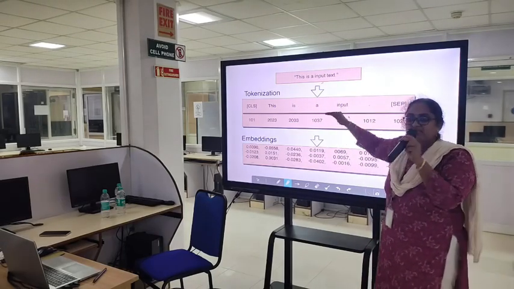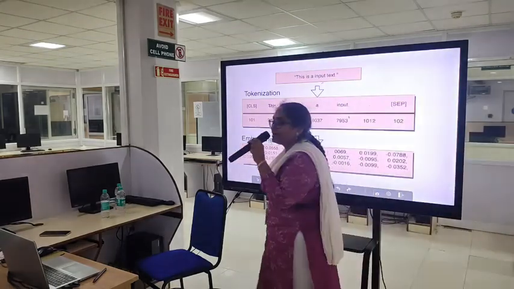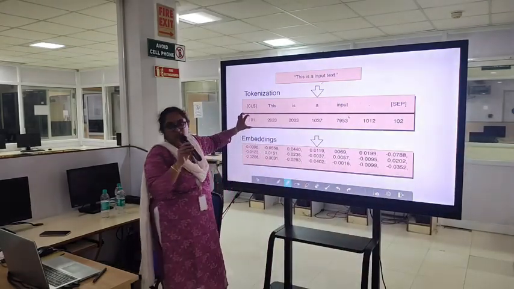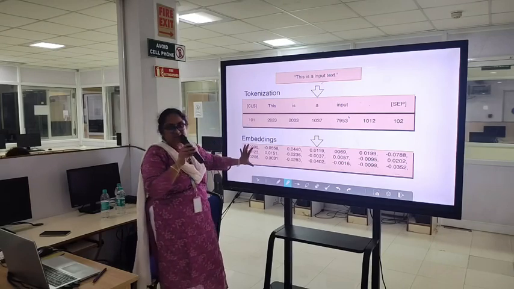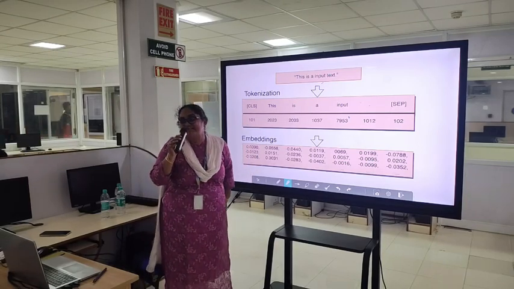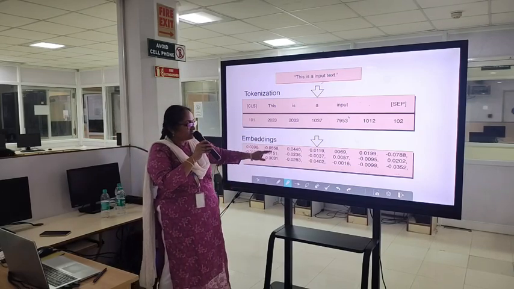After tokenization comes something called embeddings. There are word embeddings. What will happen is that your particular token, say for example 101, is now represented as a 3-dimensional embedding. That means what? A 3D vector, with 3 values. This is also given as a 3D vector.